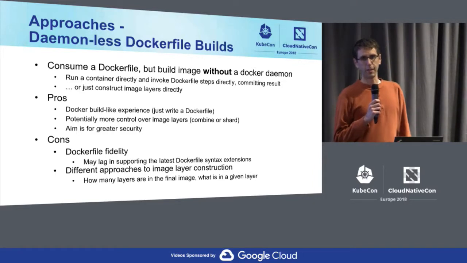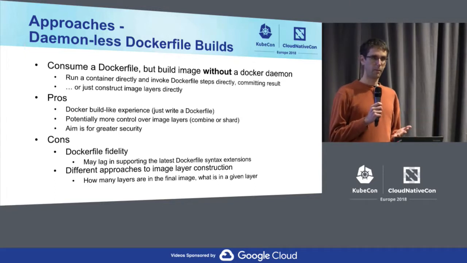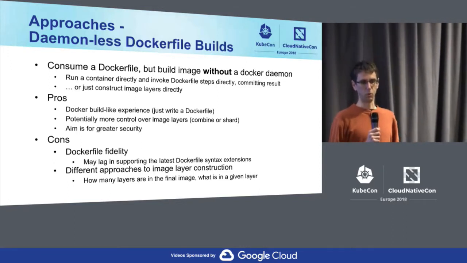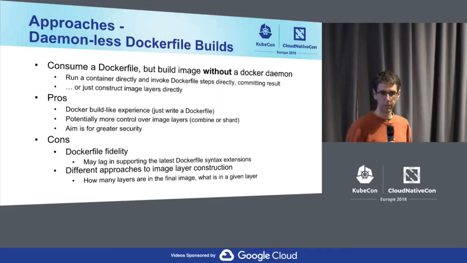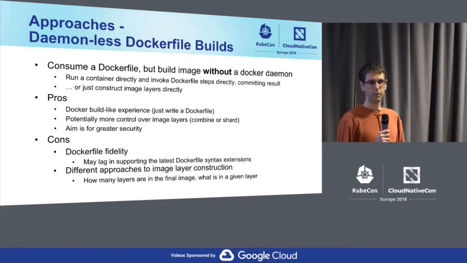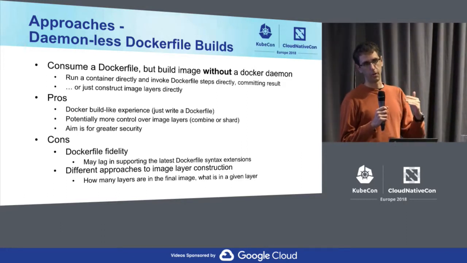All right, so with that table stakes out of the way, we move on to some of the more sophisticated techniques, which we'll refer to as daemonless Dockerfile builds. Your input artifact is still a Dockerfile, but you're not using the Docker daemon to build that image. You're going to use a different tool that will not require a Docker daemon. Most of these techniques involve running a container themselves and then executing your Dockerfile commands within that container and then committing that container as a new image.